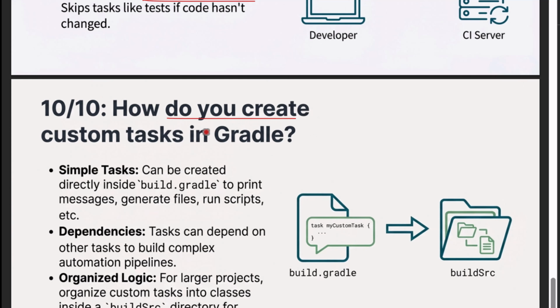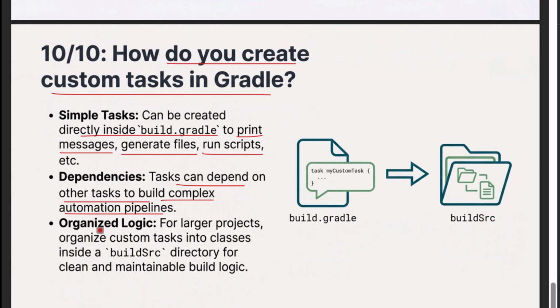Question 10. How do you create custom tasks in Gradle? You can create custom tasks directly inside build.gradle. For example, you can write a simple task to print a message, generate files, clean up directories, run scripts, or integrate custom tools. Gradle tasks can also depend on other tasks, allowing you to build complex automation pipelines. For larger projects, you can organize custom tasks into classes inside a buildSrc directory. This helps write clean and maintainable build logic.